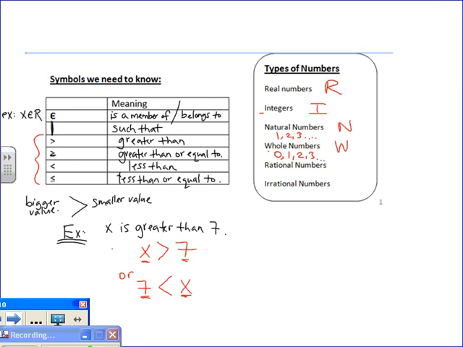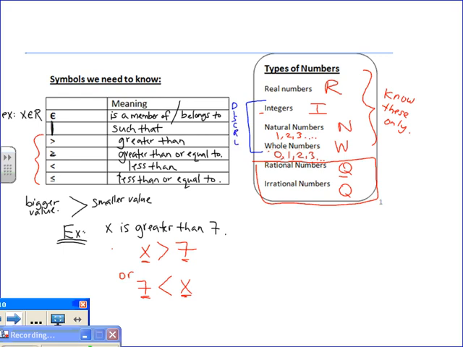We aren't going to use rational numbers and irrational numbers. Just for your knowledge, rational numbers are shown as a Q with a line under it, and irrational numbers are a Q, but we don't need to know these. We need to know these only: real numbers, integers, natural numbers, and whole numbers. And remember that integers, natural numbers, and whole numbers are all discrete. These are all types of discrete data.